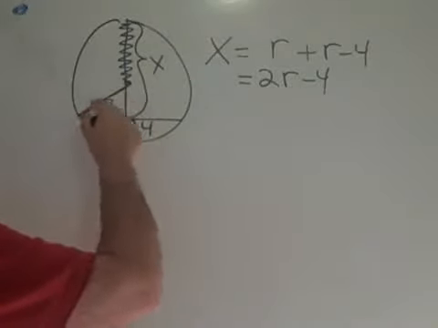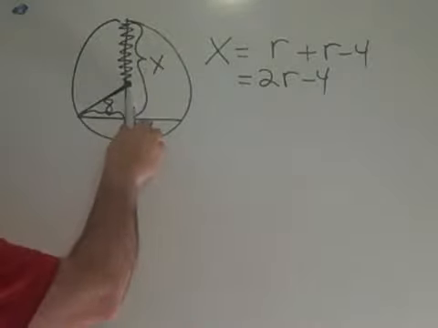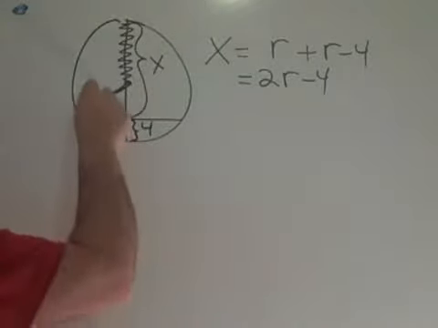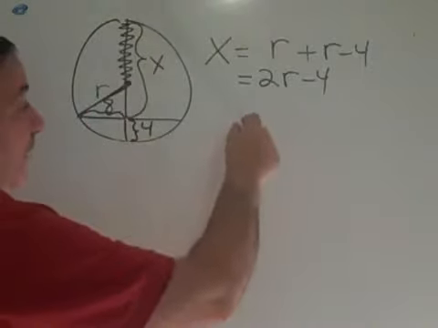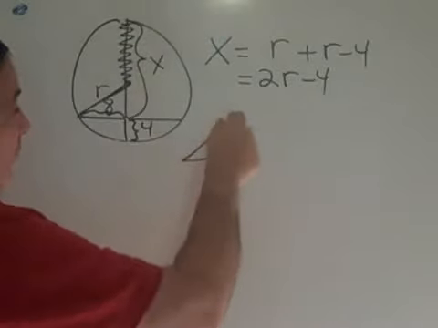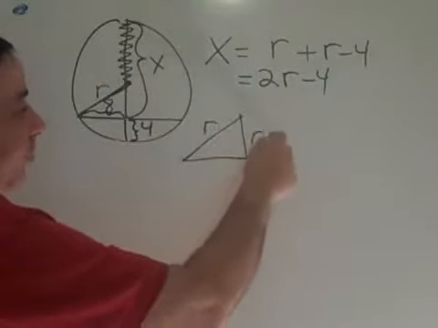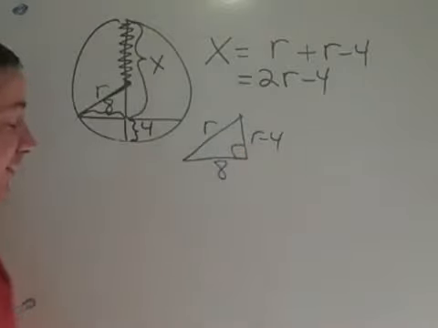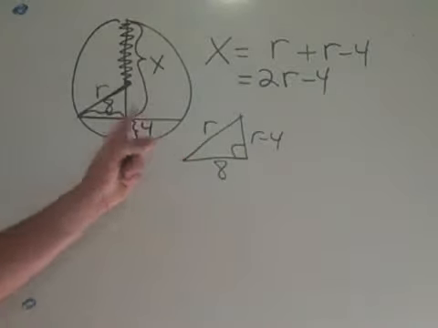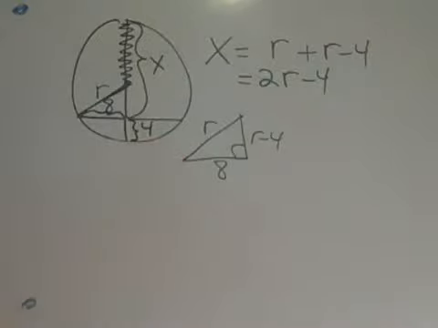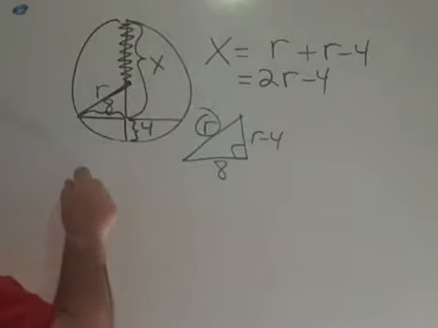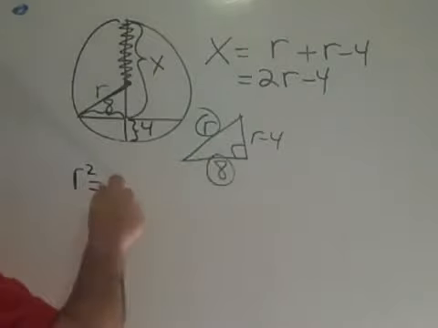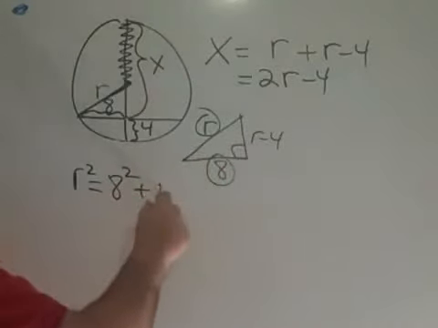Well, I'm going to draw this line. And since this line goes from the center to a point on the circle, I know it's r. Now that right triangle is going to be very, very helpful because it only has r in it. And Pythagoras can come up with one equation using just r. And we can solve that one equation for r. Pythagoras would tell us that r squared is equal to 8 squared plus r minus 4 squared.